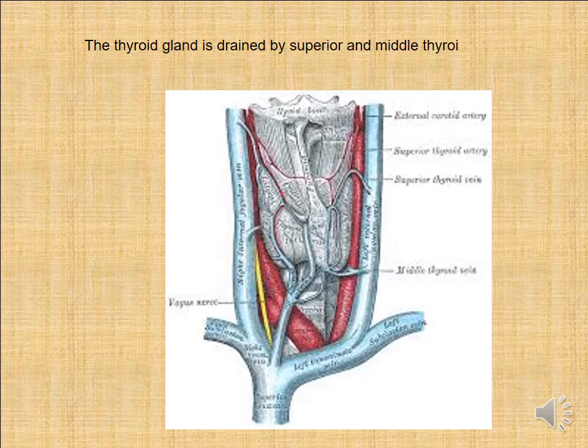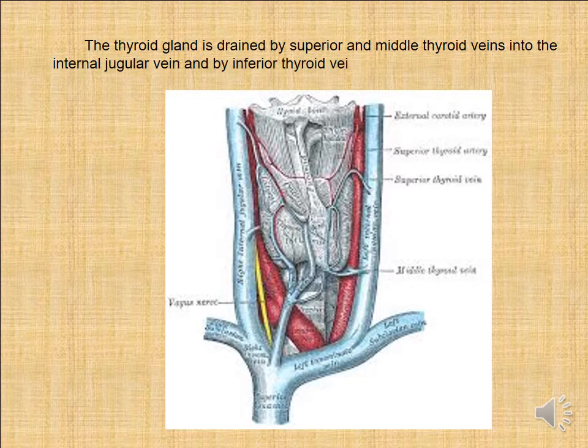The venous drainage. The thyroid gland is drained by superior and middle thyroid vein into the internal jugular vein and the inferior thyroid vein into the brachiocephalic vein. Again, three veins that drain the blood supply of the thyroid gland, the superior and middle and inferior thyroid vein.